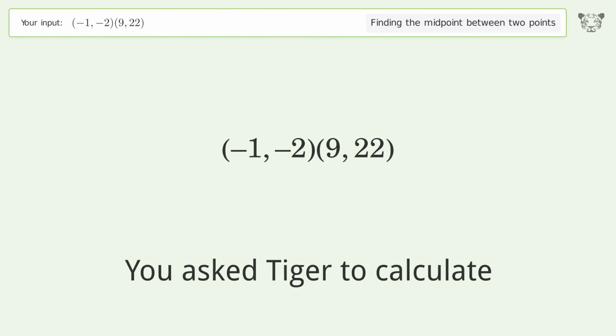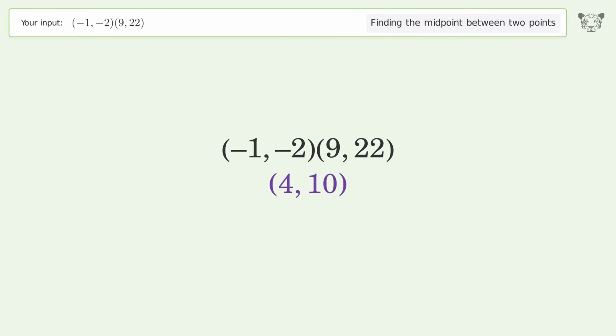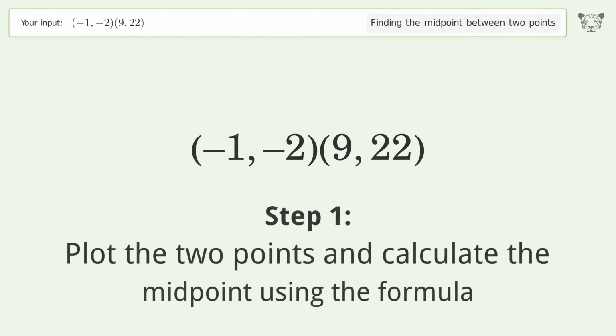You ask Tiger to calculate. This deals with finding the midpoint between 2 points. The midpoint between the 2 points is 4, 10. Let's solve it step by step. Plot the 2 points and calculate the midpoint using the formula.